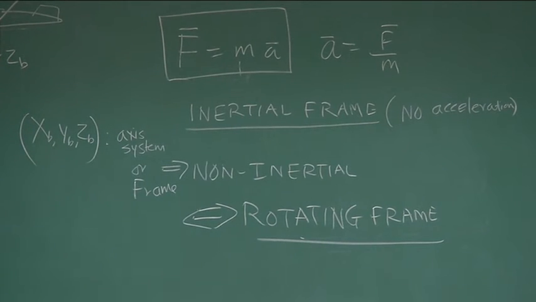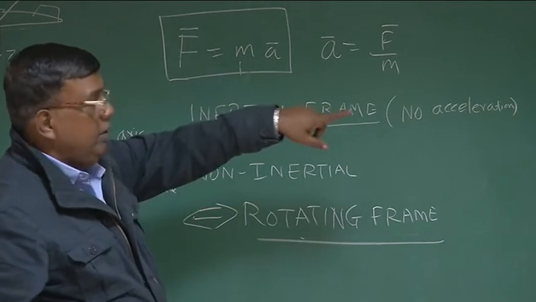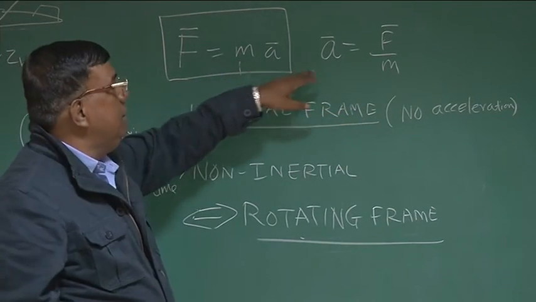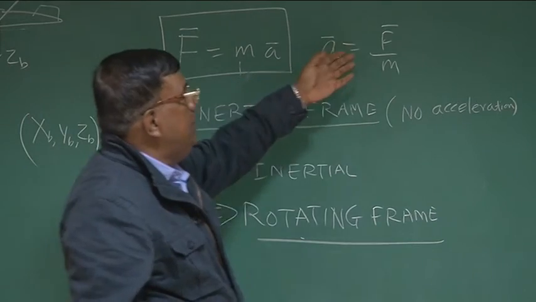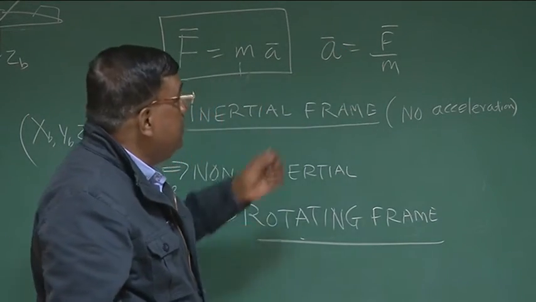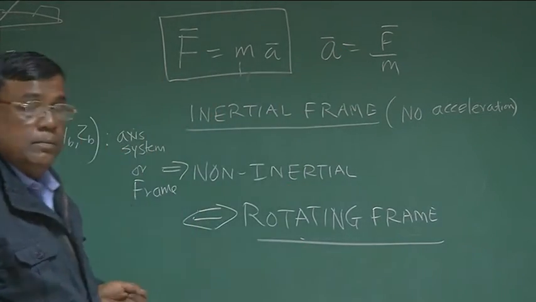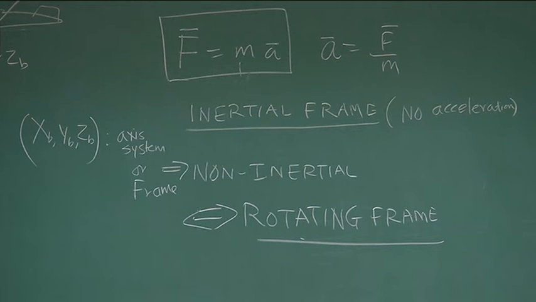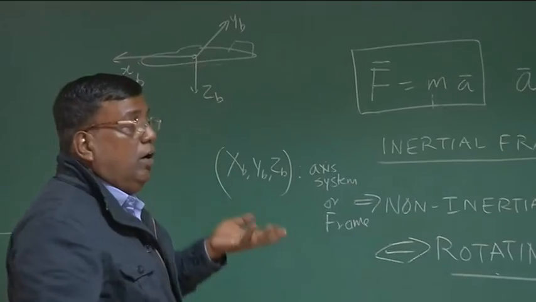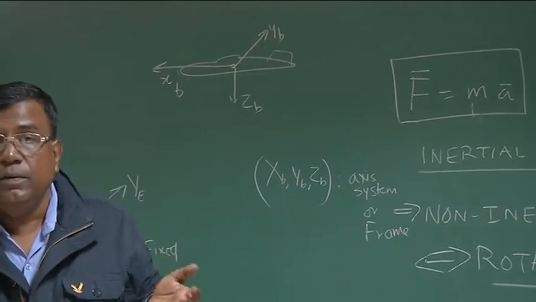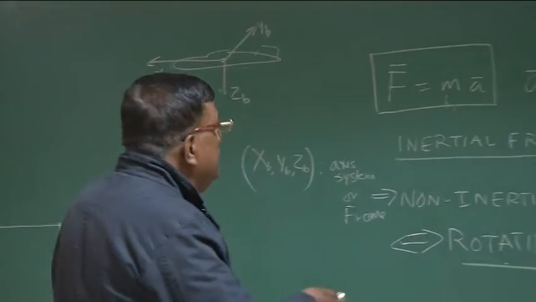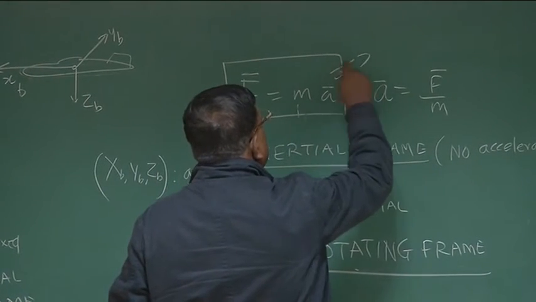So there is a problem. If I want to write F equal to ma, F I know from there, and I want to find acceleration, then our relationship is F by m, but the problem is this is to be applied in an inertial frame. And whatever forces you are measuring, whatever velocities you are measuring, whatever distance you are measuring, that should be measured with respect to an inertial frame. But unfortunately, XB, YB, ZB are non-inertial. It is not an inertial frame. So how to apply this under such condition?